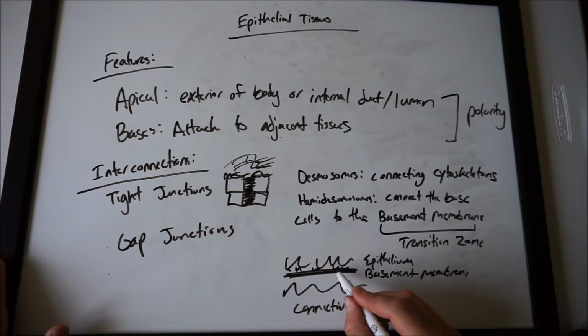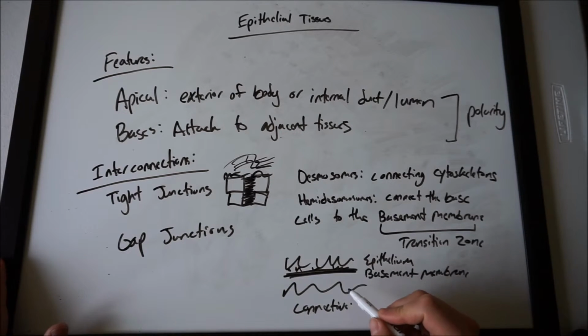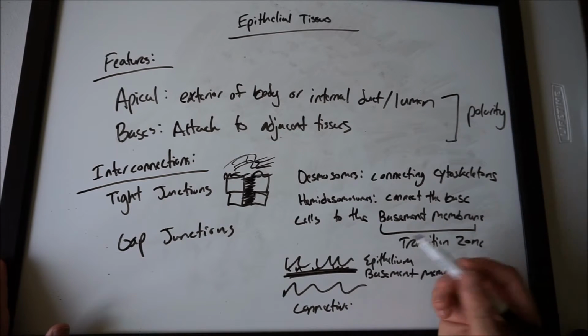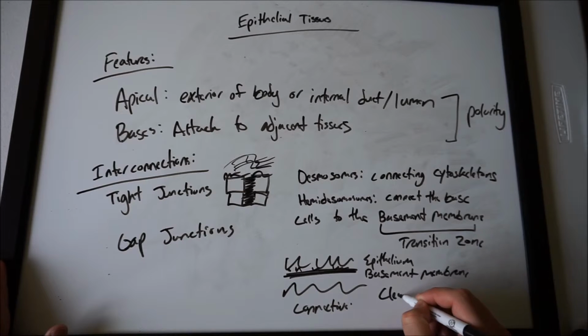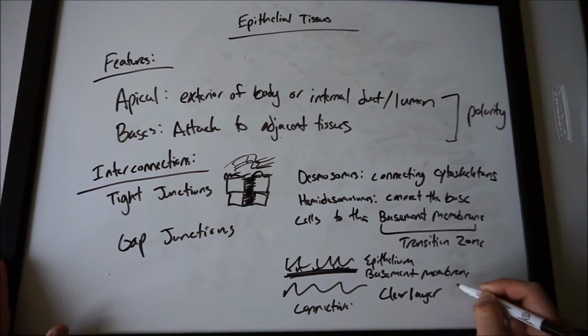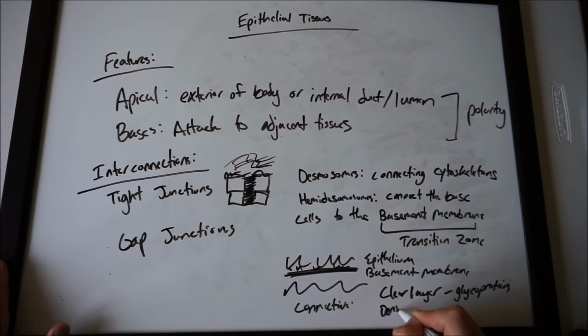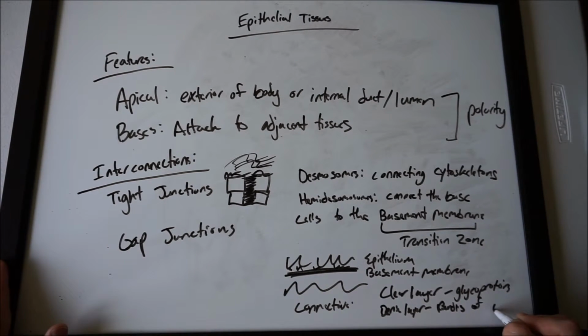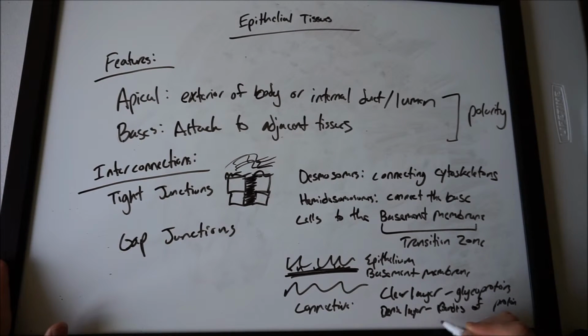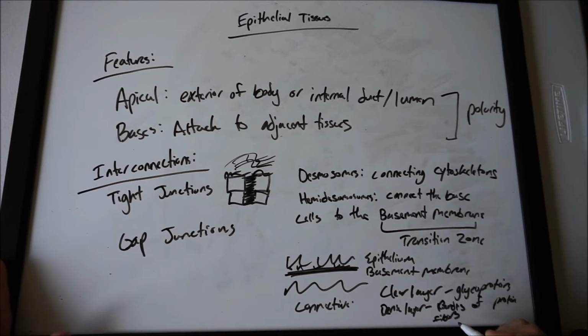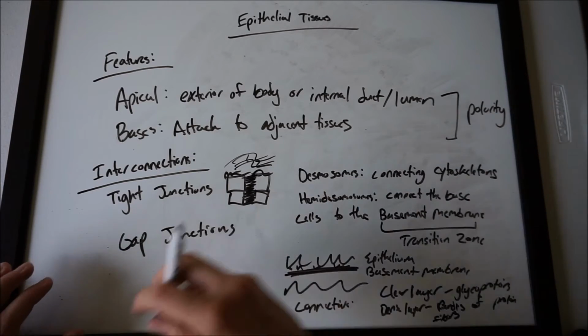It is created by this epithelium and the connective tissue together. There's two layers: the clear layer, which is basically just glycoproteins, and the dense layer, which is bundles of protein fibers. And these bundles of protein fibers inhibit diffusion.